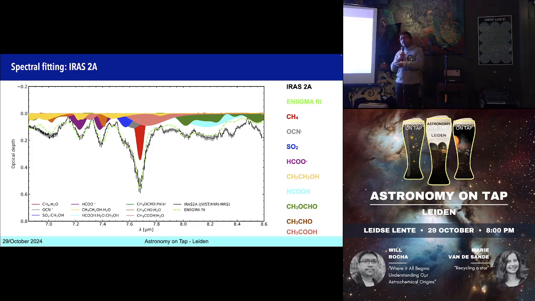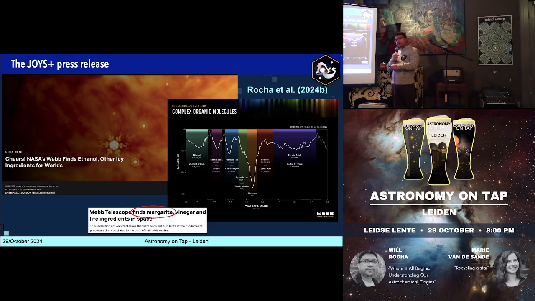So this is the first time that we detected securely complex organic molecules in the solid phase in space. So this came out very nicely. If you go to Google at some point and search for ethanol ice in space, you're going to find this press release from NASA that says, cheers, that we found some ethanol on the ice, an ingredient for worms, right? So basically these molecules are important because once they are delivered to the planets, they can trigger life at some point. That's what we think could be happening.